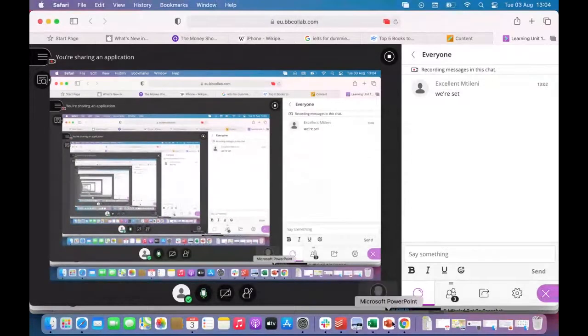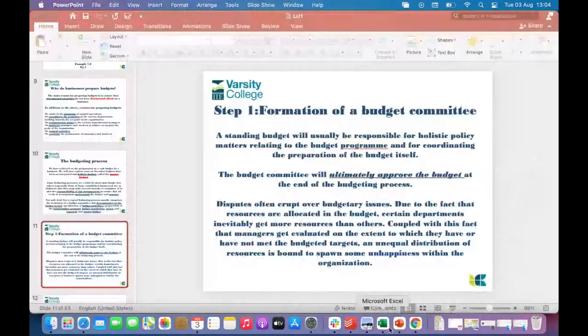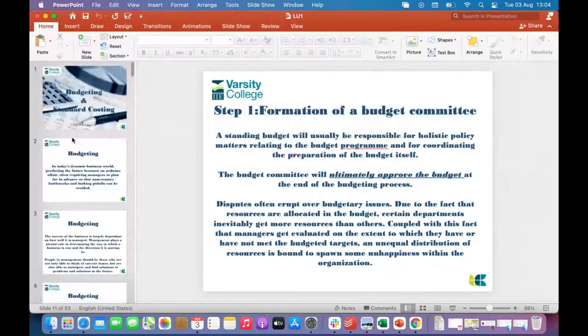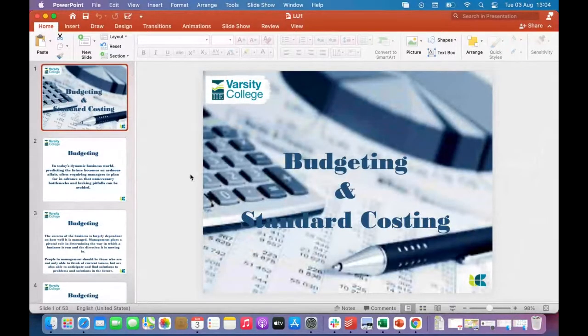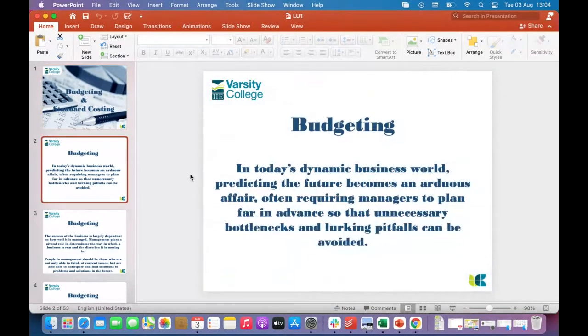That said, let's get into the slides for the topic Learning Unit 1. As you can see on my screen, Learning Unit 1 is entitled Budgeting and Standard Costing. Budgeting and standard costing. What is happening here is pretty simple: we're talking about budgets.